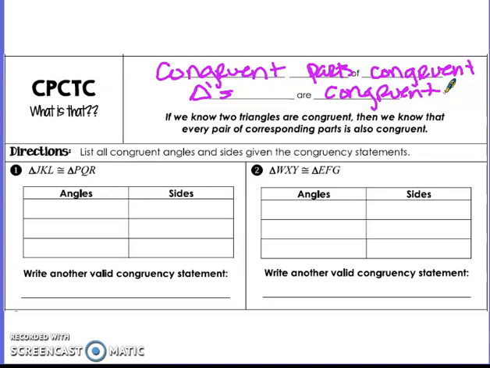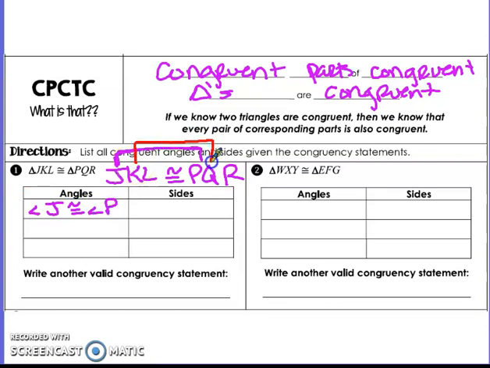Well, if I look, I'm just going to write this a little bigger. J matches with P. They're both in the first spot on the congruency statement. So angle J is congruent to angle P. From here, K matches up with Q. They're both in the second part, so angle K is congruent to angle Q. Last, we have L corresponds to R. They're both in the third spot, so angle L is congruent to angle R.